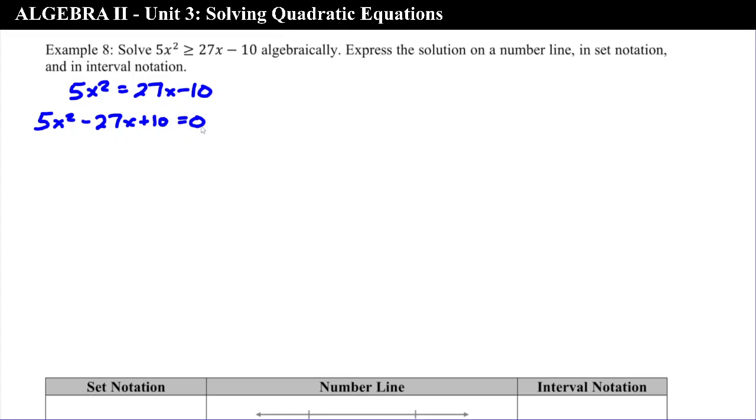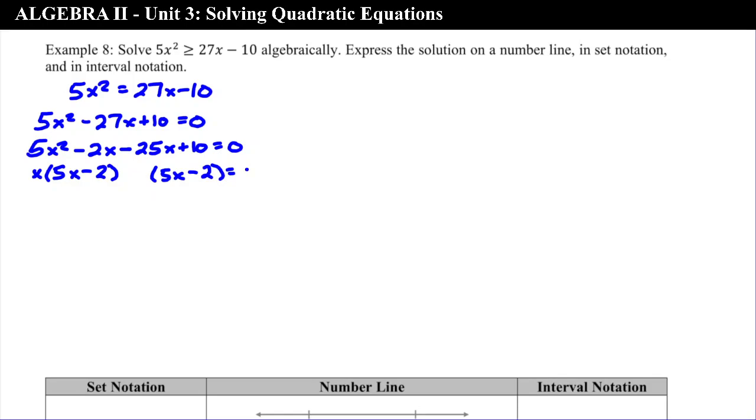And now we need two numbers that multiply to give us 50 and add to give us -27. Those numbers are -2 and -25. So we'll do 5x squared minus 2x minus 25x plus 10 equals 0. Factoring by grouping, we can pull an x out, which leaves us with a 5x minus 2. We want a 5x minus 2 to come out over here as well. And the number we pull out to make that happen is going to be -5. And so we end up with 5x minus 2 times x minus 5 is equal to 0.